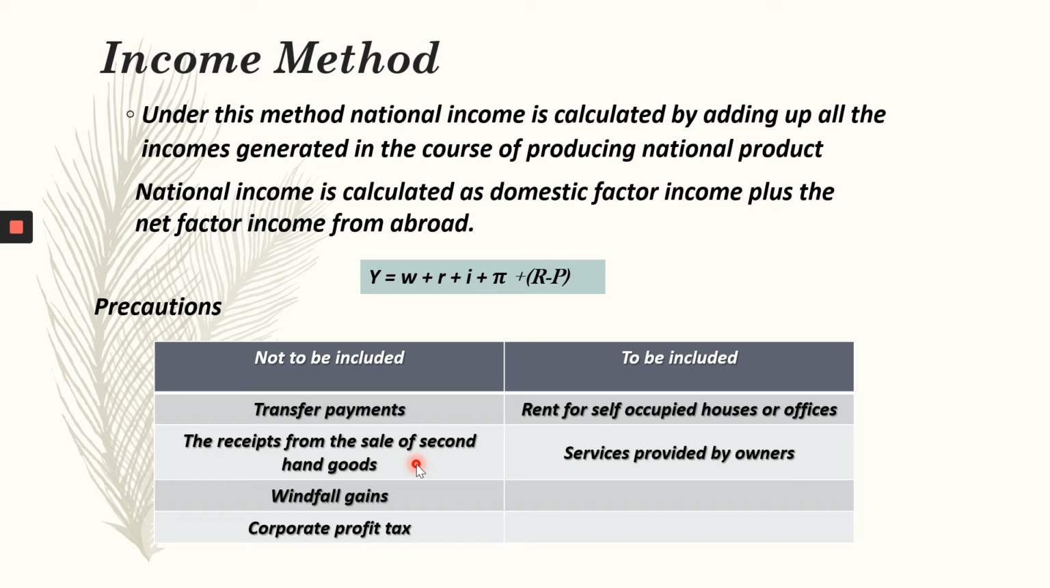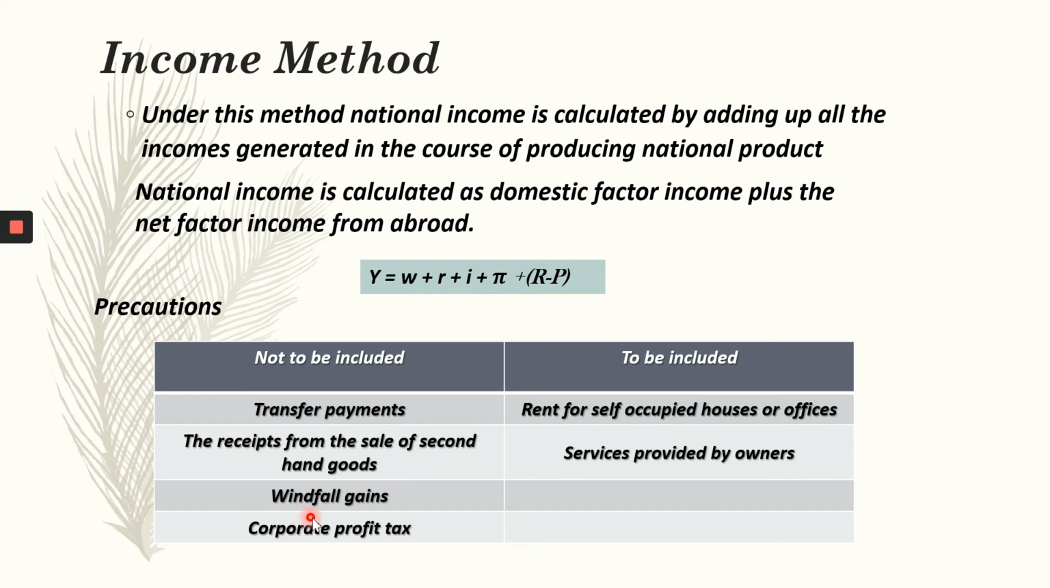Did you understand the receipts from the sale of second-hand goods? The receipts from the sale of second-hand goods should not be treated as a part of national income, as they do not create a new flow of goods or services in the current year. It is a good which has already been produced and they sell it again. That's why it is called a second-hand good.